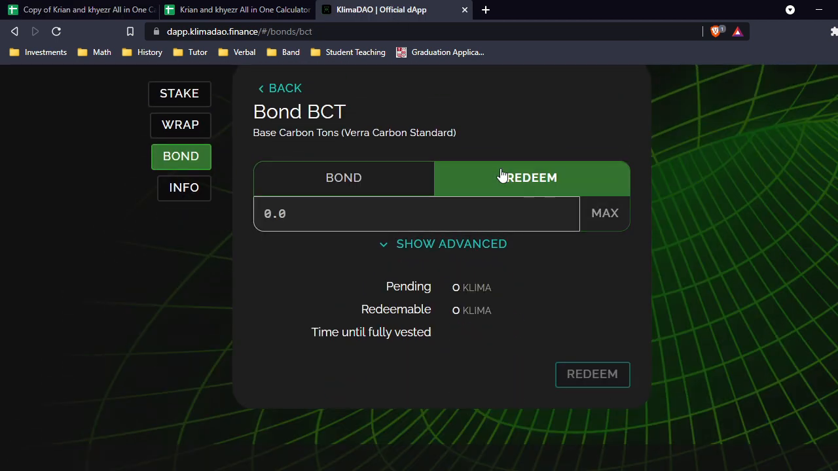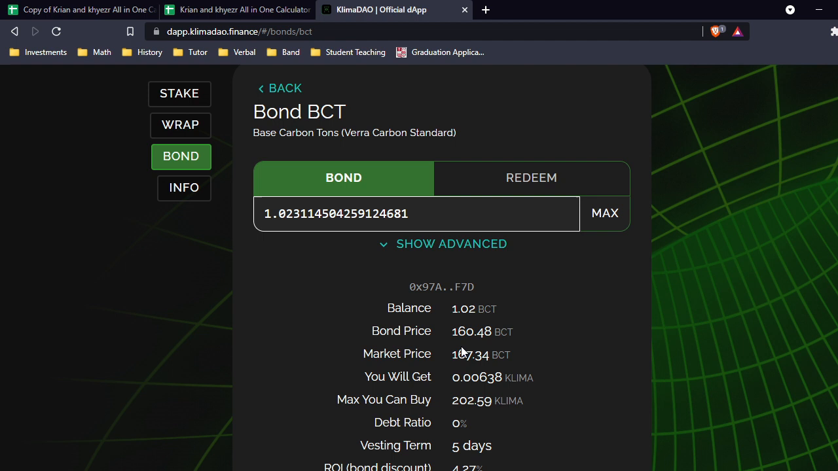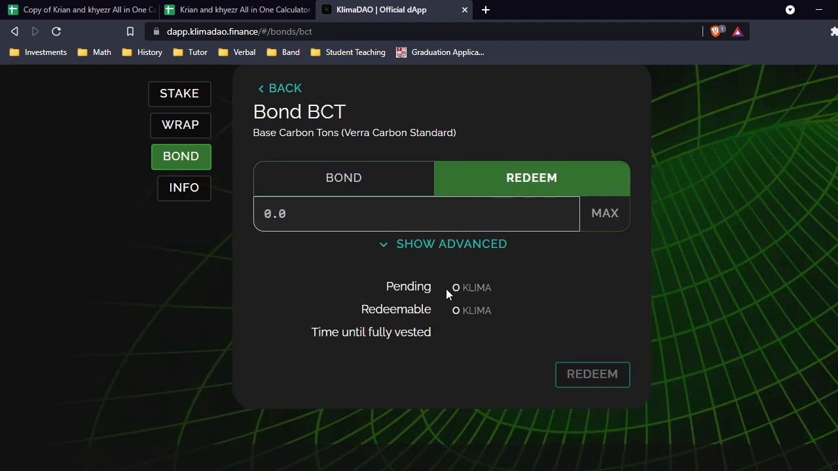And then you'd be able to redeem. It would show you how much Klima is pending. So right here, I will get 0.00638 Klima if I bonded 1.02 BCT. And you'd have to redeem once every 8 hours and stake once every 8 hours for optimal returns.